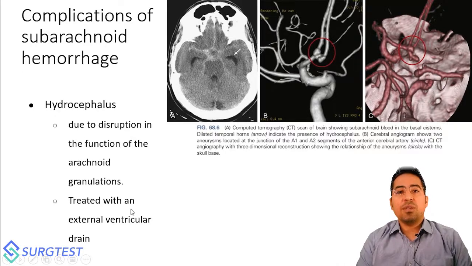In these cases, you may need to drain the CSF because the CSF is not getting absorbed properly. So either you will put an external ventricular drain, or you can put an Ommaya reservoir to drain out the CSF.